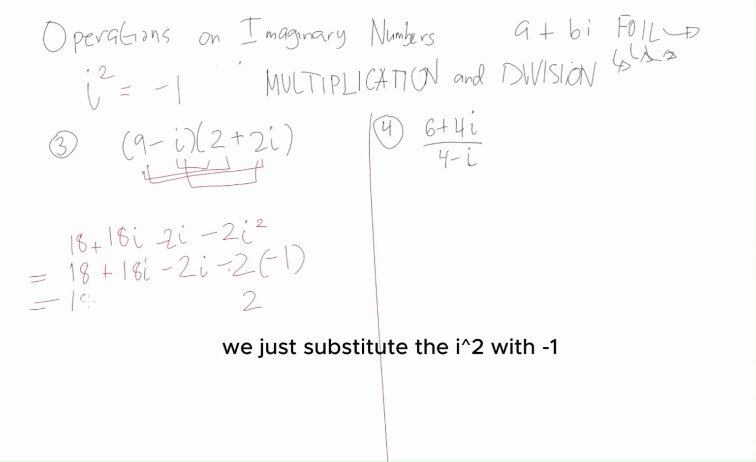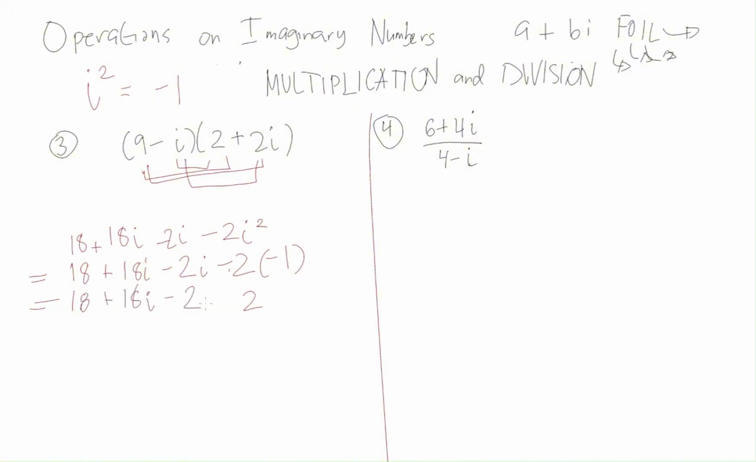And then let's just rewrite the whole thing again. 18 plus 18i minus 2i plus 2. Then we can just add the like terms together. So these two, 18i and 2i, that's just 16i. And then these two, 18 and 2, that is just 20. So our answer is 20 plus 16i.